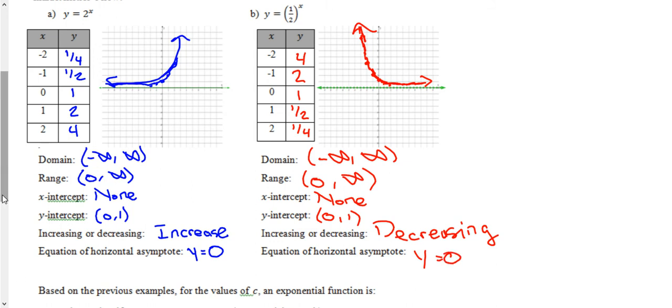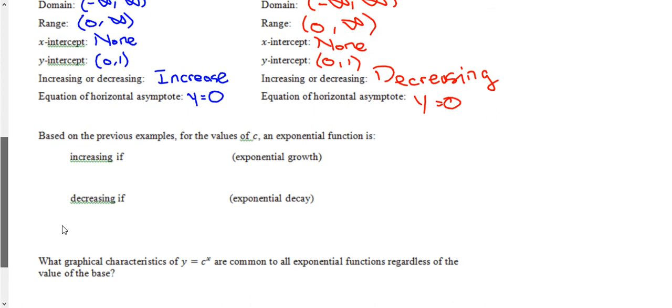Moving down here, it says based on the previous examples, for the values of c, an exponential function is increasing if, well, we're only increasing if our c value was greater than 1. We're decreasing if our c value is anywhere between 0 and 1. It can't be 1 and it can't be 0, because you can't graph anything with a base 0 or a base 1. Base 1 would just be a straight line.